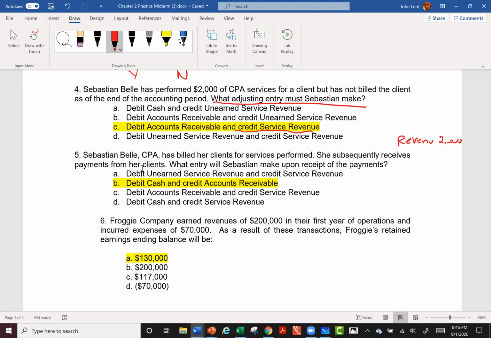Yes. Okay. Now, she's going to bill the customer, so that means the customer is going to have to send her some money, right? But they haven't sent her any money yet, so she has to debit what? She can't debit cash yet. She has to debit, in this class, AR will always be accounts receivable, for 2,000.